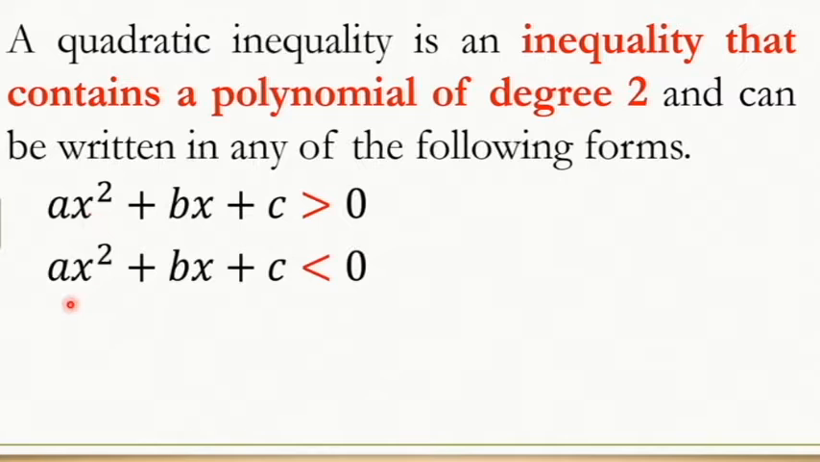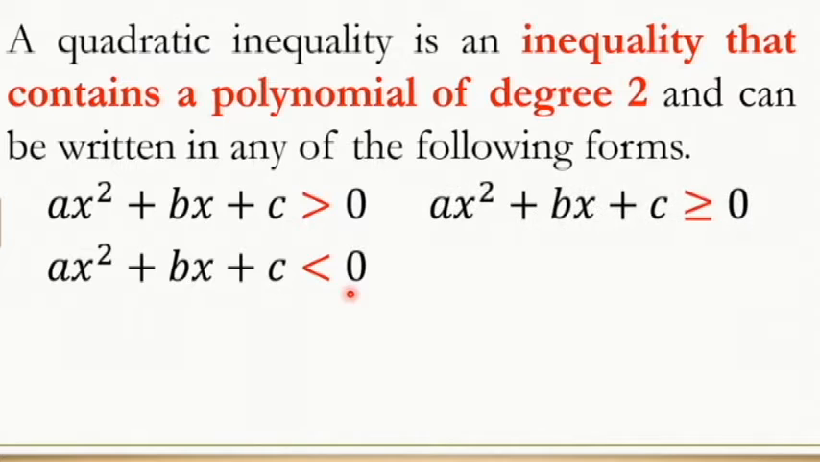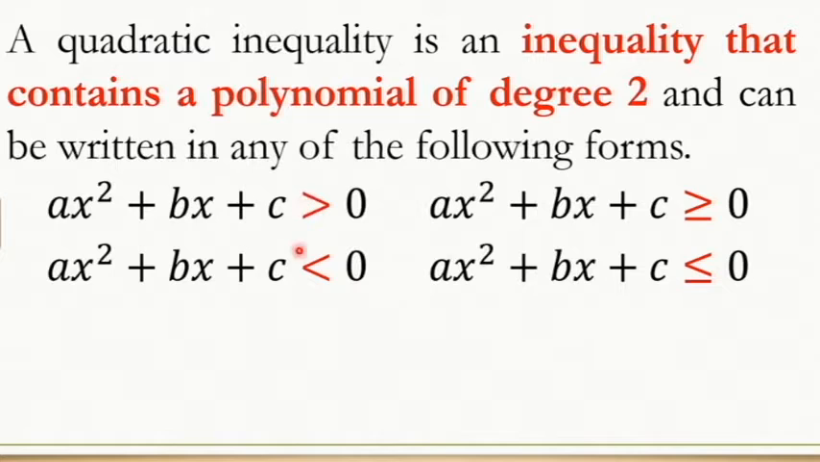Another form, if you have ax squared plus bx plus c is less than 0. Another, ax squared plus bx plus c is greater than or equal to 0. And ax squared plus bx plus c is less than or equal to 0. Uulitin ko, kapag nakita natin tong mga symbols na to, ibig sabihin quadratic inequality siya kung ang highest degree niya ay 2. Tatandaan, aside from your symbols, tingnan din natin kung ano ang highest degree. Dun lang natin matatawag na quadratic inequality siya.